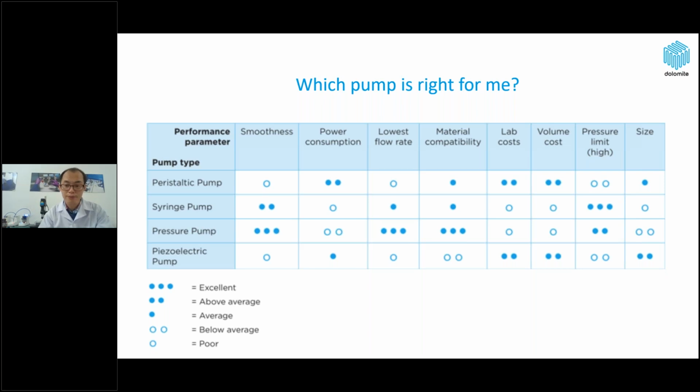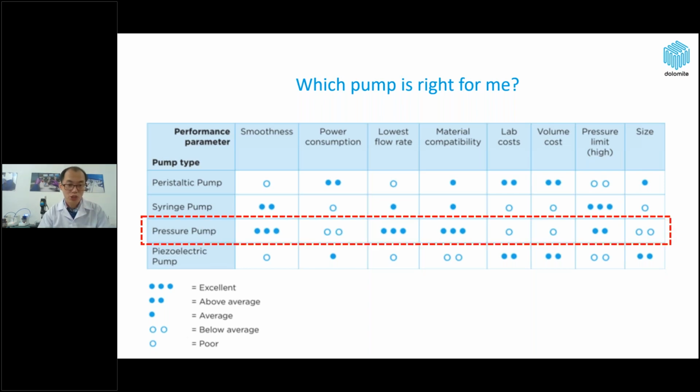So the table in here shows the comparisons of the main features of our microfluidic pumps, helping you to make the right decision. In here we have four types of pump with performance parameters: smoothness, power consumption, lowest flow rate, materials compatibility, lab cost, volume cost, pressure limit, and size. From the table, the pressure pump shows very excellent smoothness, the lowest flow rates it can operate at, and material compatibility. However, it is poor on cost, power consumption is below average, and the size is also a weak point of the pressure pump.